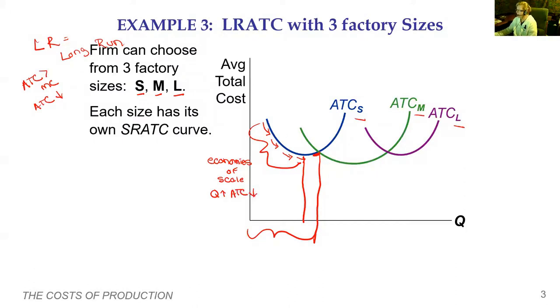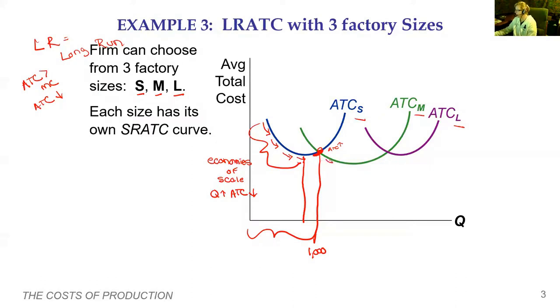So if I'm a small factory owner, this is a point I'm going to look out for. I'll call this a quantity of 1,000. At a quantity of 1,000, my average total cost curve is starting to increase. I don't want that to happen. So I'm going to open up another factory or increase the capacity of my factory at this point.